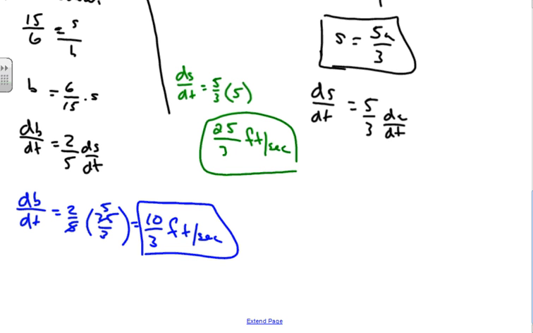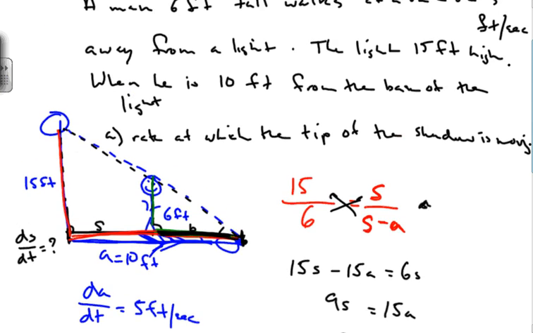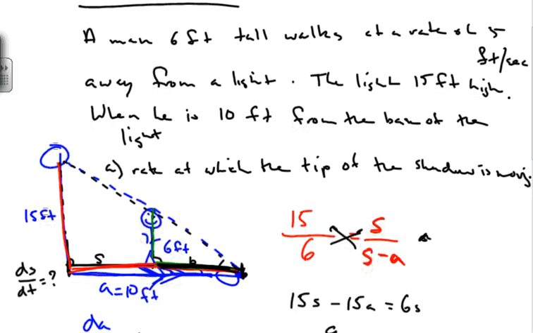So the tip of the shadow is changing differently than the actual shadow itself. The moral of the story for shadow problems: identify a proportion, identify the different values that are changing and the different values that we have, and use proportions. That's the key thing. Differentiate it, plug in the values, and you can find your answer.